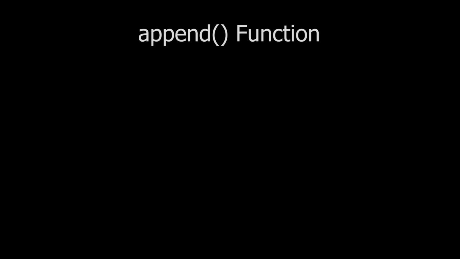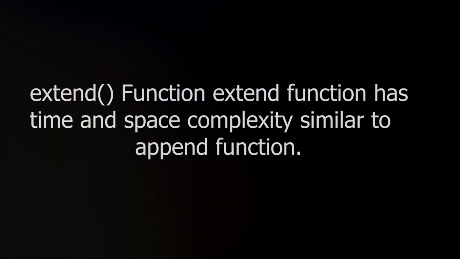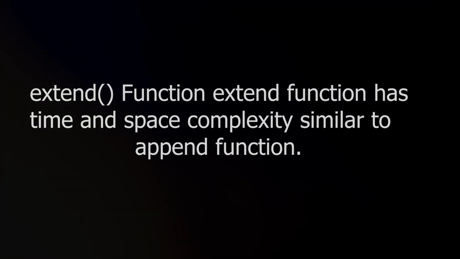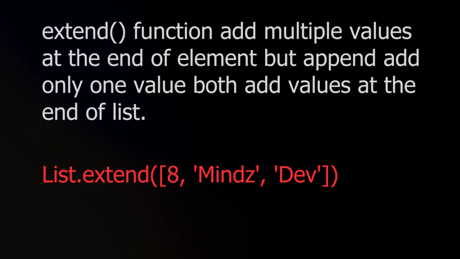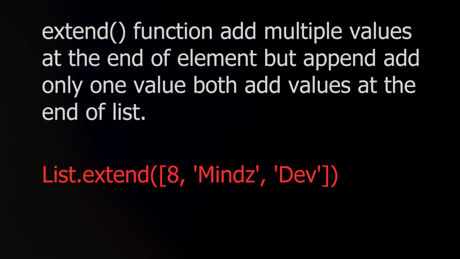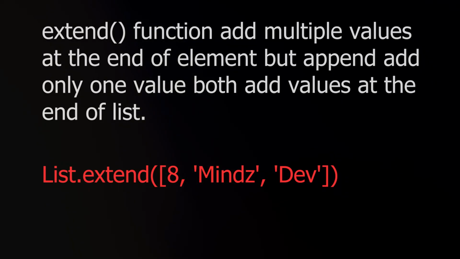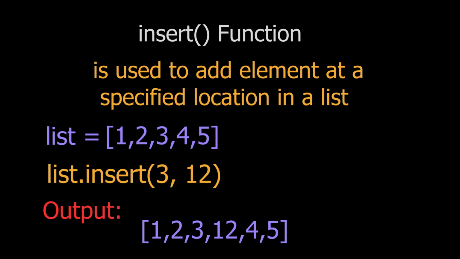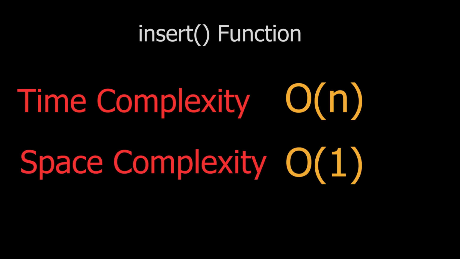An alternative to the append function is the extend function. The extend function has time complexity and space complexity similar to the append function. The extend function adds multiple values at the end of the list, but the append function only adds one value. Both add values at the end of the list. We can also add a value at a specific position with the insert function, something like this. Time complexity of the insert function is O(n) and space complexity is O(1).